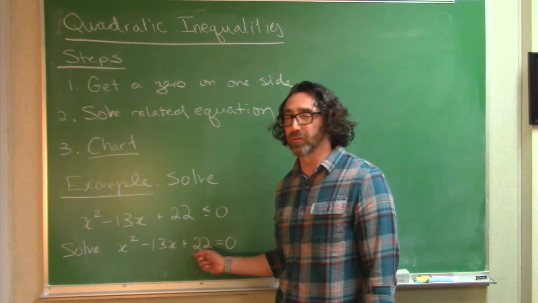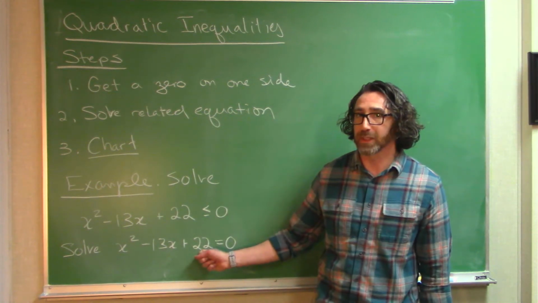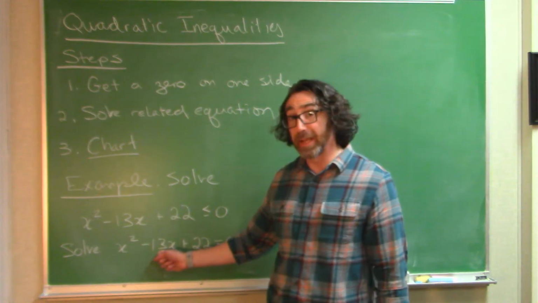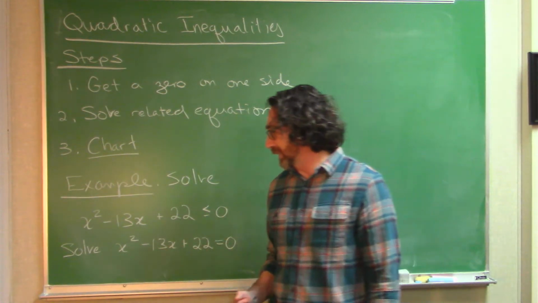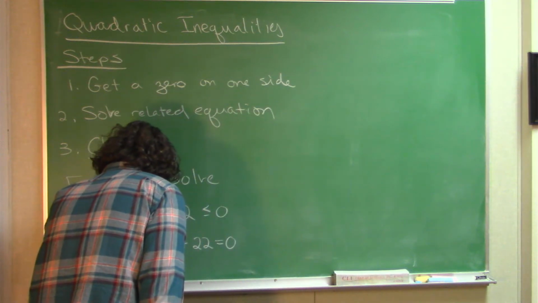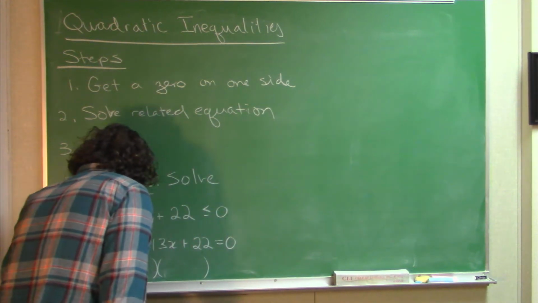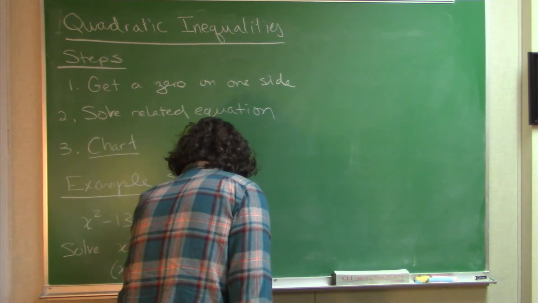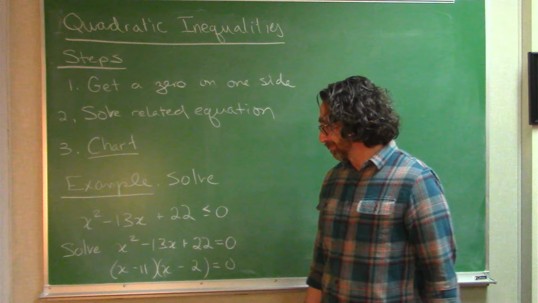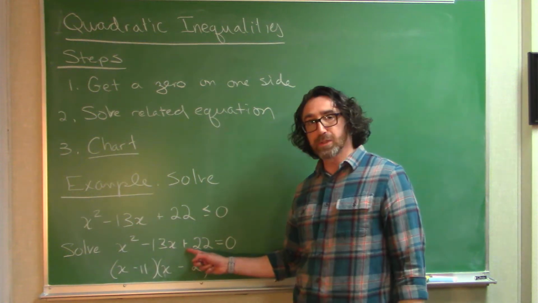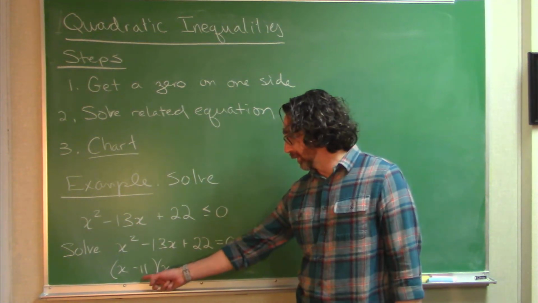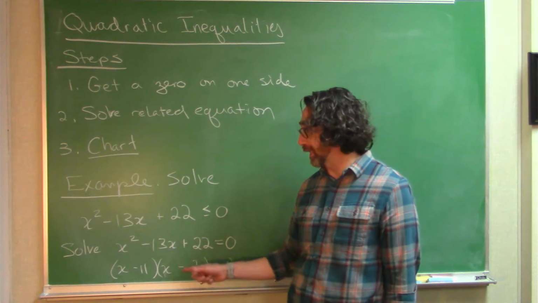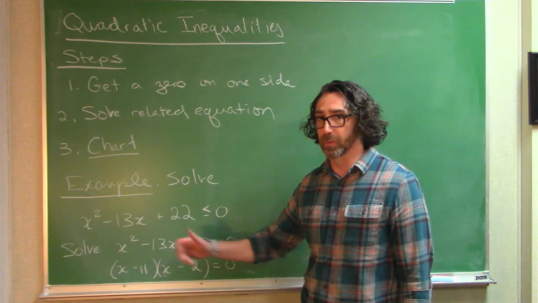22, I'm thinking of numbers that multiply together to give me 22. 2 and 11 are candidates. They add together to give me 13, so that's convenient. I think they should both be negative. So x minus 11 and x minus 2. All right. So reason being, this plus tells me that the constant terms here should have the same sign. That tells me they should both be negative.